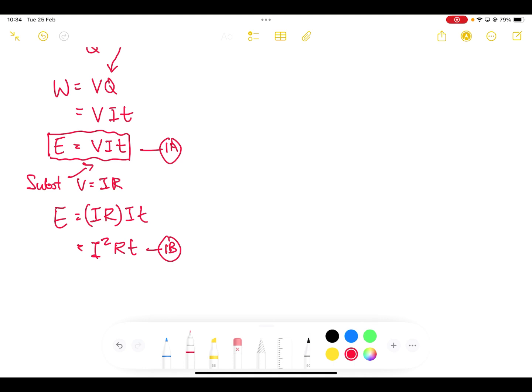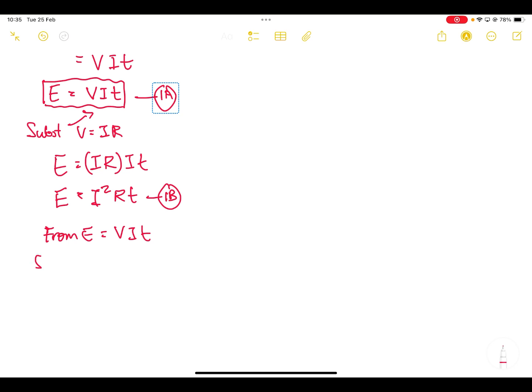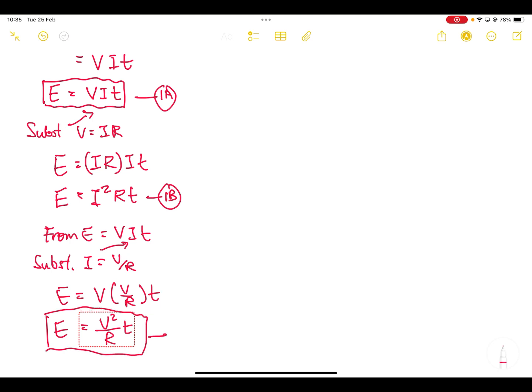And the third formula is if we have V and R but don't have I. So starting off with E equals VIT again, the vitamin E formula, I get rid of I. I equals V over R. I get E equals V times V over R times T. So you get V squared over R times T. So this is the third formula. I call it 1C.